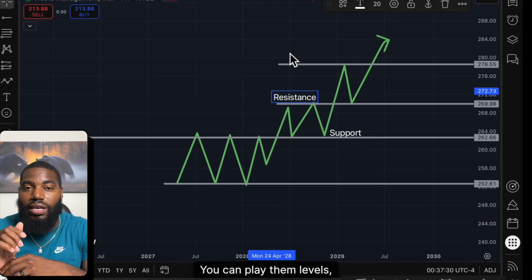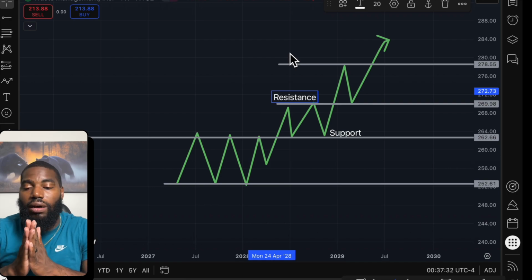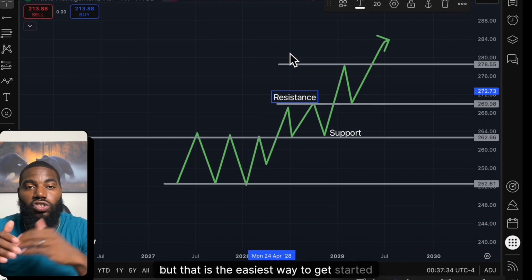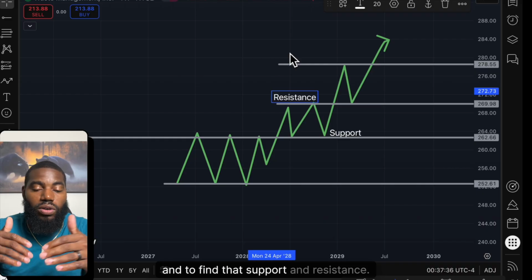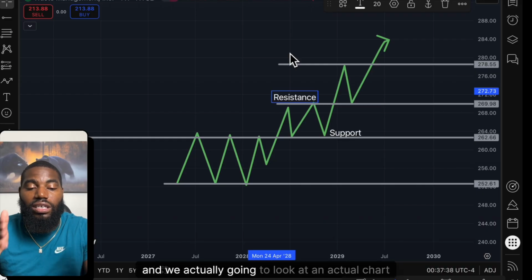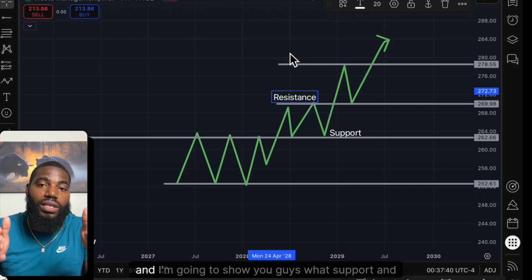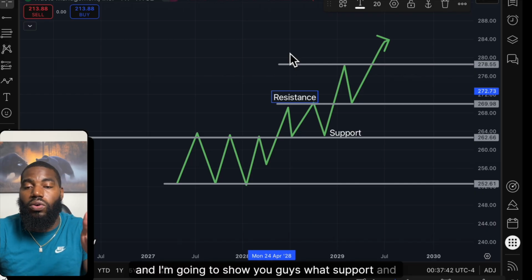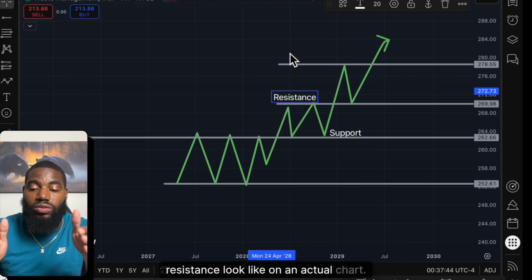You can play those levels, you can watch those levels. But that is the easiest way to get started in finding support and resistance. And we're actually going to look at an actual chart, and I'm going to show you guys what support and resistance look like on an actual chart.